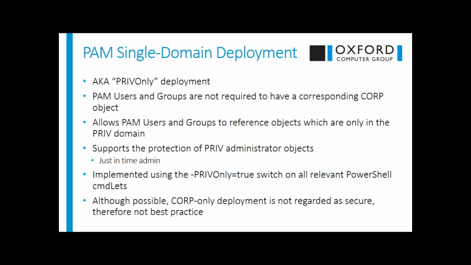We're intending to install it into our priv environment, and what priv only is intended to do is to give us protection for the privileged domain admin objects. In other words, the domain admins, enterprise admins in the priv domain itself. And we use priv only as true on all of the relevant PowerShell commands. Okay, so this is single domain deployment. It's really a tweak to the PowerShell commands so they don't assume that you have to create a new object when you're implementing a user as a privileged user, because they may already exist if you're in the same domain as you're starting from.